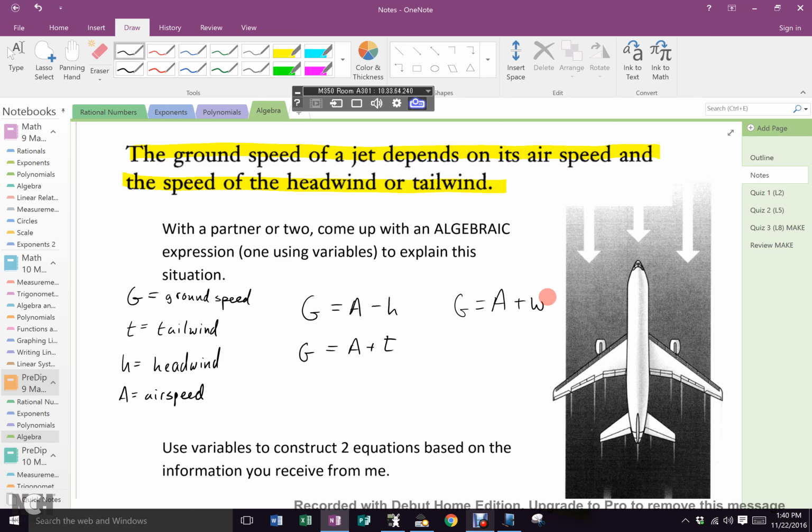Or is a headwind and a tailwind the same? Where's your head? Where's your tail? So is a headwind and the tailwind the same thing? It is if your head's in your butt, I guess. Many, many times it is. Not really.